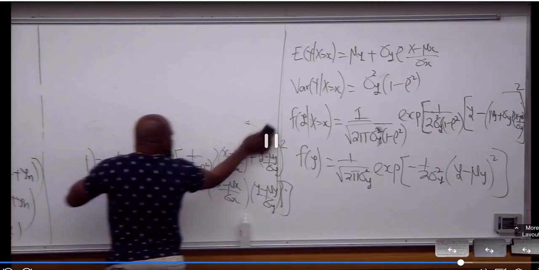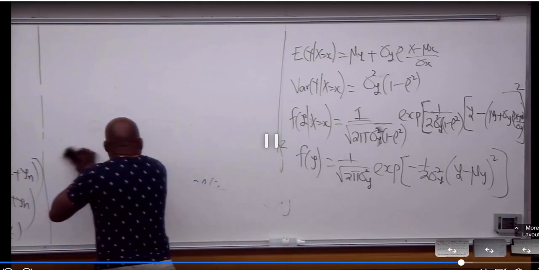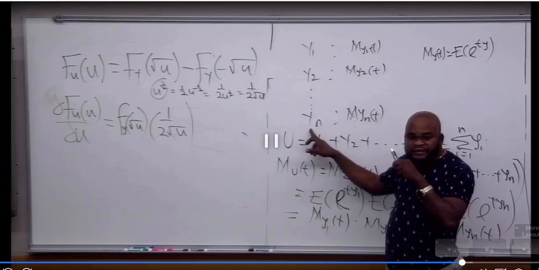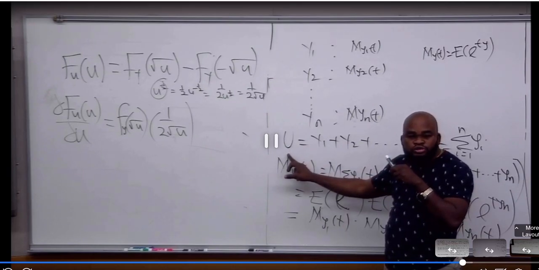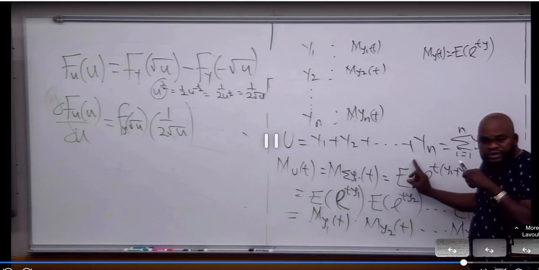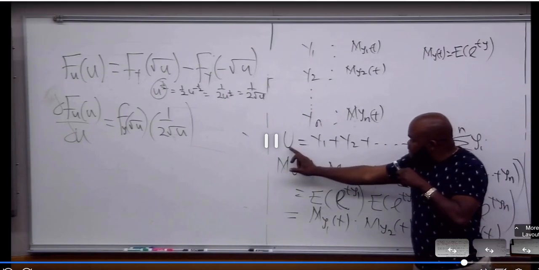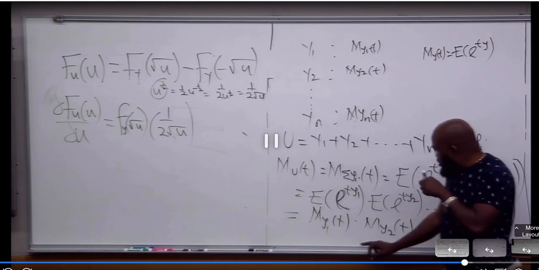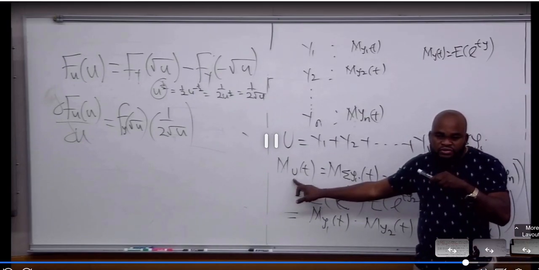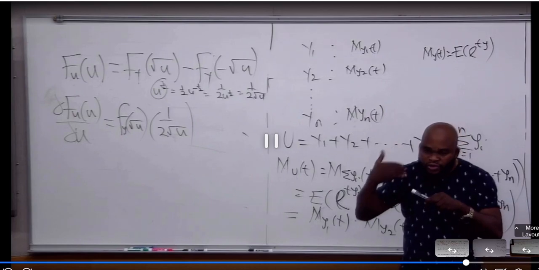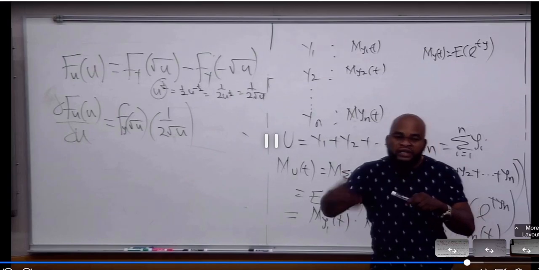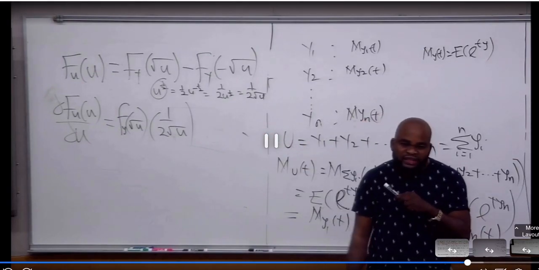Now, what I'm trying to say in essence is, if I know the moment generating function of Y1, Y2 up to Yn, and U is a function of these, and this is the relationship, I can get the moment generating function of U, which is going to be the product of these. After getting the moment generating function of U, I can look at it and be able to say this is the moment generating function of a particular distribution that I know.